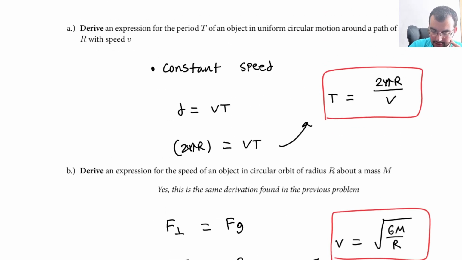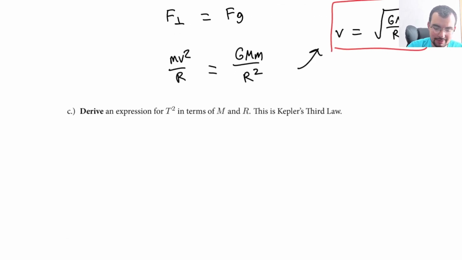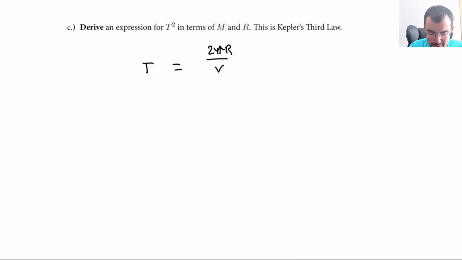Now we'll derive what's called Kepler's second or third law, which is not an expression for t, but an expression for t squared, is usually how it's written. So let's derive an expression for t squared. We said that t is equal to 2 pi r divided by v, and we want t squared. So t squared would be 2 pi r over v all squared.